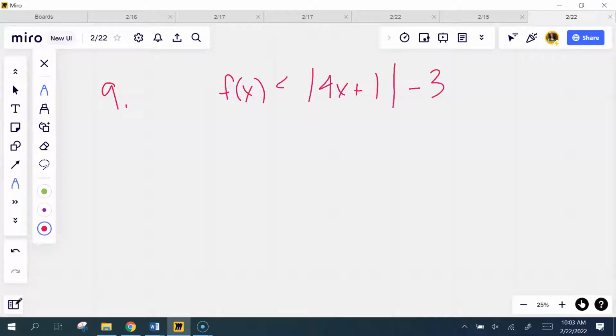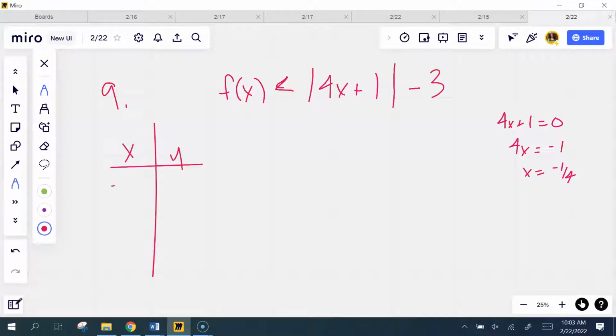All right, so I want to set that inside equal to 0. And when I do, I get 4x equals negative 1, so x is negative 1/4. That's the one I'm going up and down from. So from negative 1/4, I want to go 2 up and 2 down, and I probably want to stick to nice whole numbers. So maybe I choose 0 and 1, and then maybe negative 1 and negative 2. It doesn't matter what you pick as long as you're on either side of that x value.